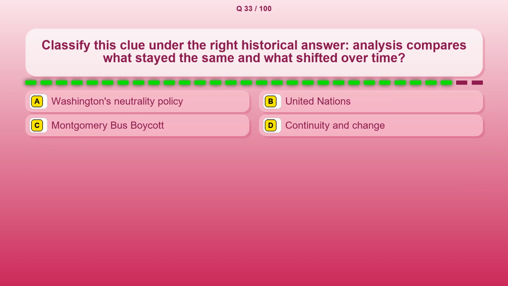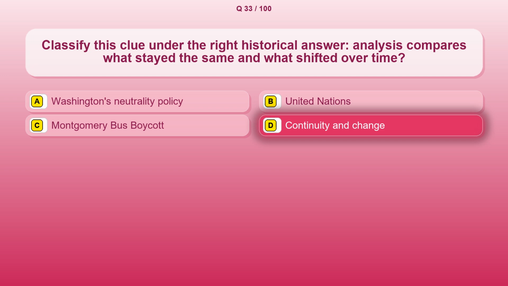Question 33. Classify this clue under the right historical answer. Analysis compares what stayed the same and what shifted over time. Option A, Washington's neutrality policy. Option B, United Nations. Option C, Montgomery bus boycott. Option D, continuity and change.